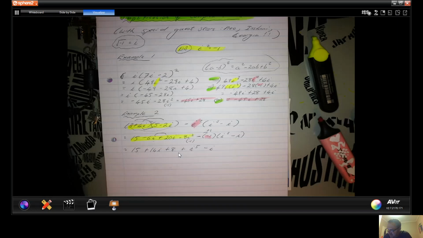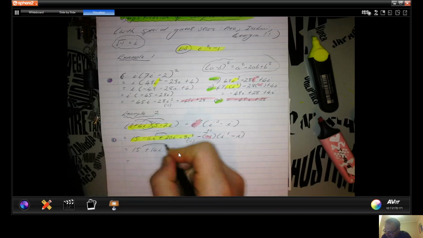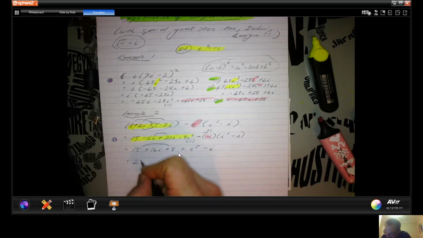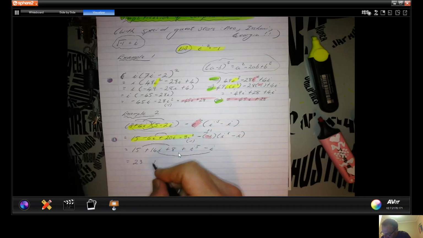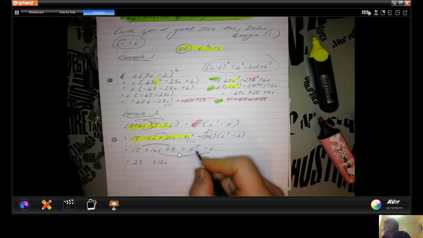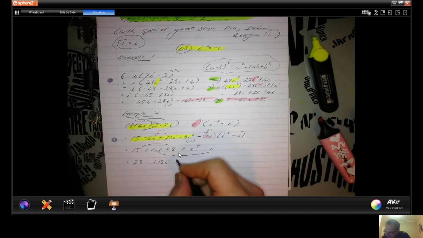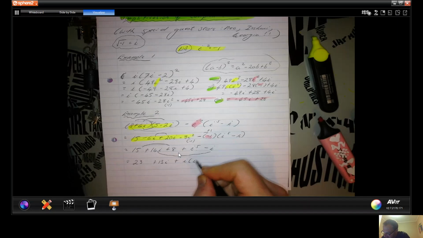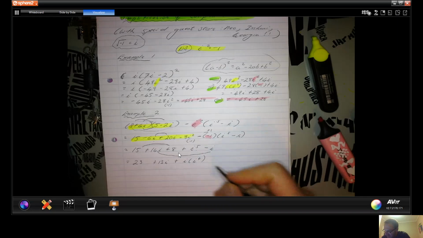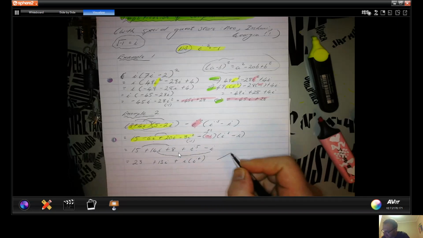Right, if we make this prettier, let's start adding up like terms. 15 plus 8 gives us 23. 14i minus i is 13i. And then we've got to deal with this i to the 5. There's all kinds of ways you can do this, but this is how I normally do it. i times i to the 4.